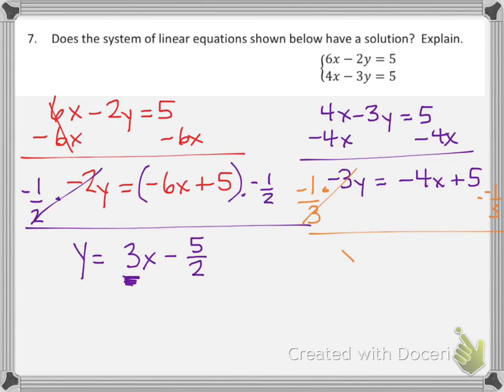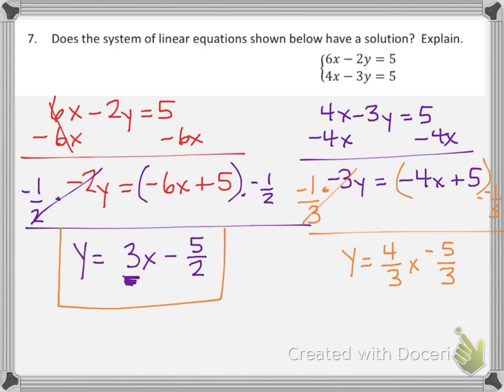And we get y is equal to, well, a negative 1/3 times a negative 4 is a negative 4/3. So that is a positive 4/3 x. And then we have 5 times negative 1/3. That's a negative 5/3. So there are my two equations.